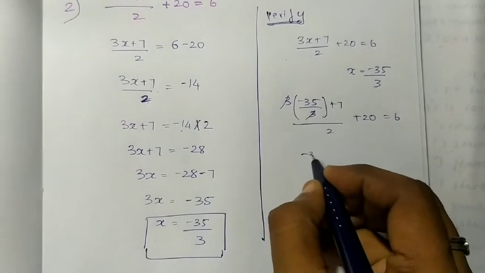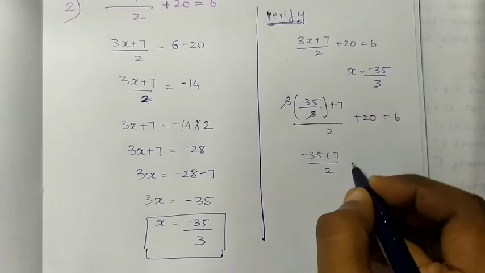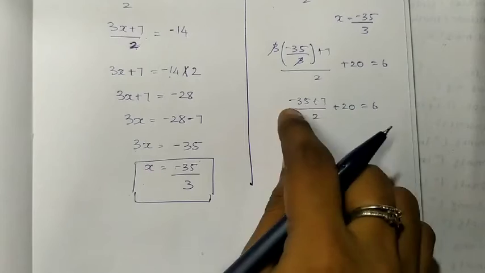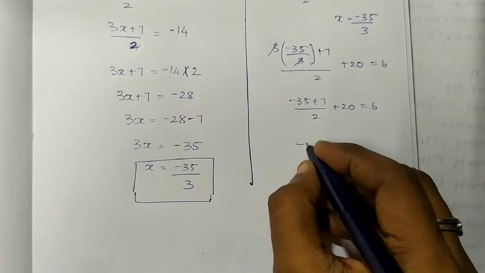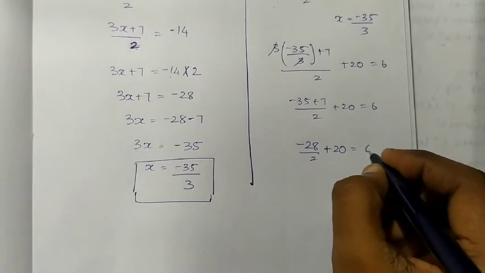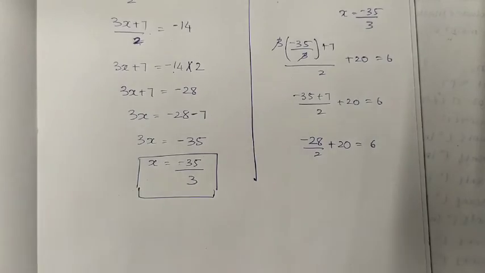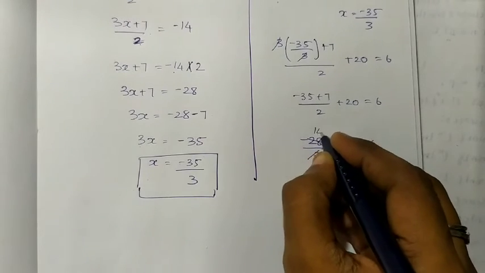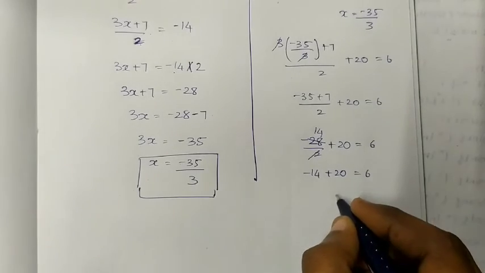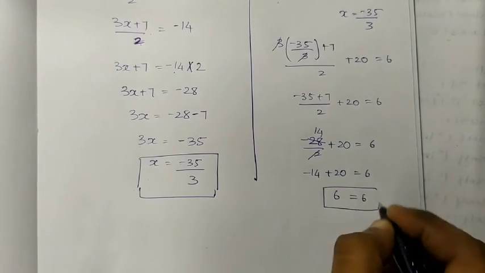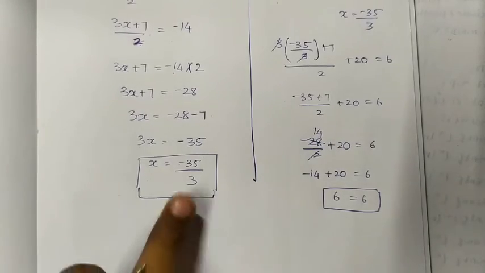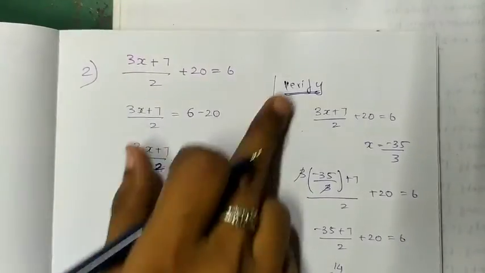3 will get cancelled. So minus 35 plus 7 divided by 2 plus 20 equal to 6. Minus 35 plus 7 is minus 28 by 2 plus 20 equal to 6. If I cancel 2 and 28, I will be getting minus 14 plus 20 equal to 6. Minus 14 plus 20 is 6, equal to 6. So we have verified that x is equal to minus 35 by 3 is the answer for the above equation.